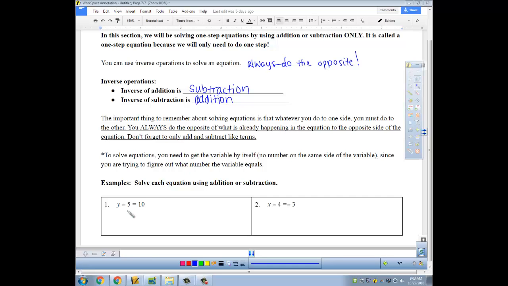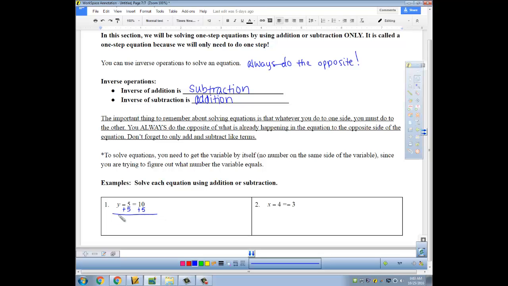So example 1, I have y minus 5 equals 10. Now we can figure out that y is 15 because 15 minus 5 is 10. But the actual work to do this, you see what's going on by my variable. I have a minus 5. The opposite of minus 5 is plus 5. So on both sides of the equation, I'm going to write plus 5.